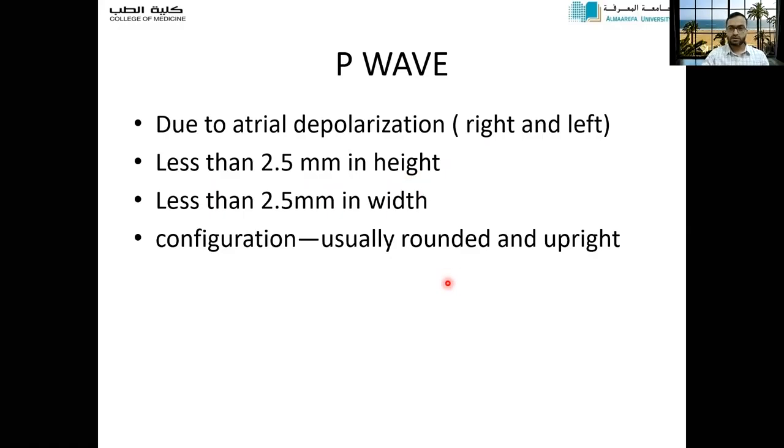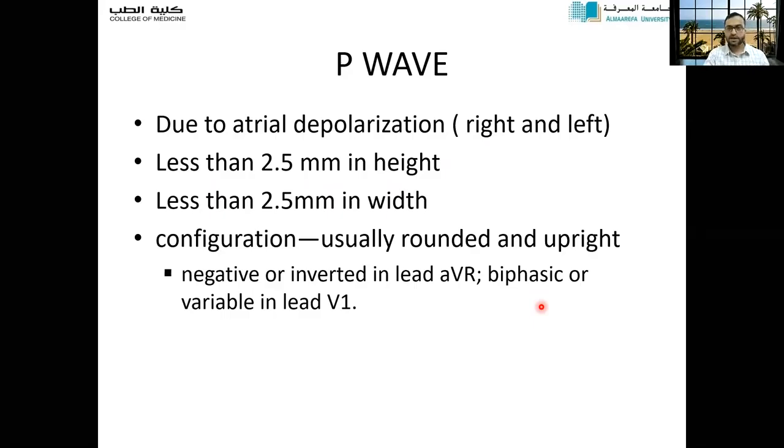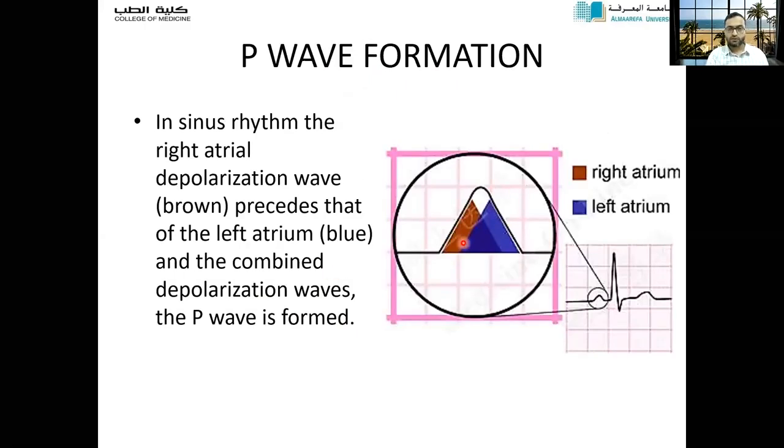Usually it is round in shape, upward, positive, and upright, except it is negative in AVR. Always remember, AVR has all negative components because of the position of the lead, which you put on the right arm, and the electrical activity is going in the opposite direction. So all the waves are negative in AVR. And in V1, you will sometimes find a biphasic P wave. If you dissect out the P wave, as I said, it is because of both the right and the left atrium.